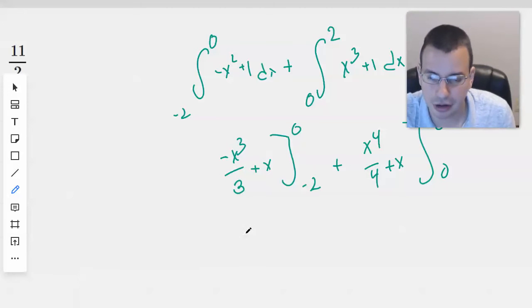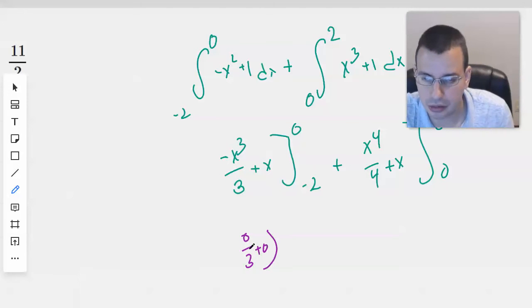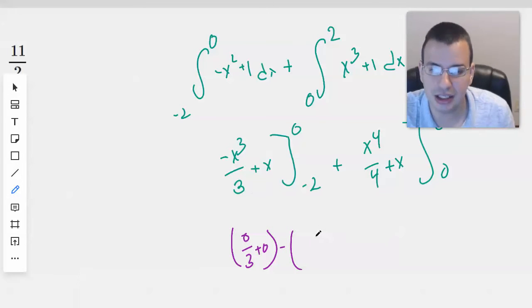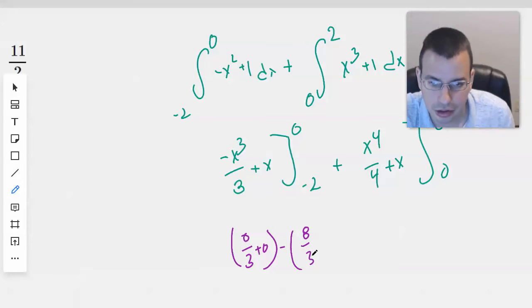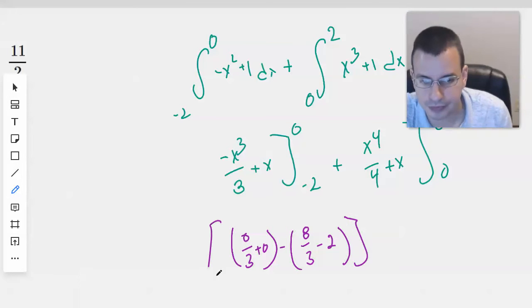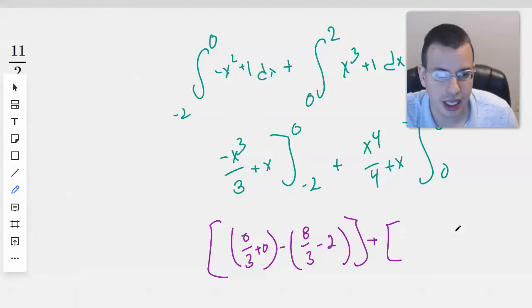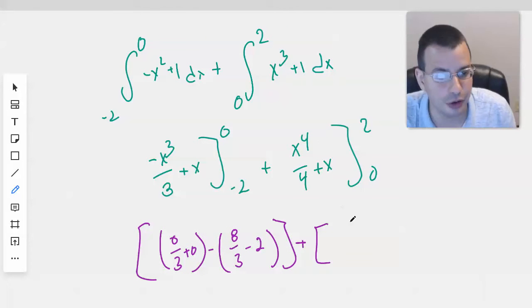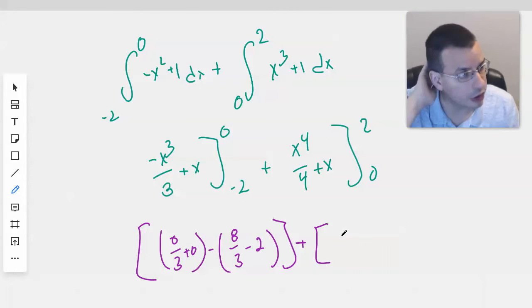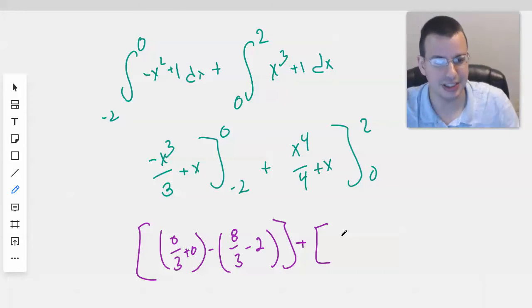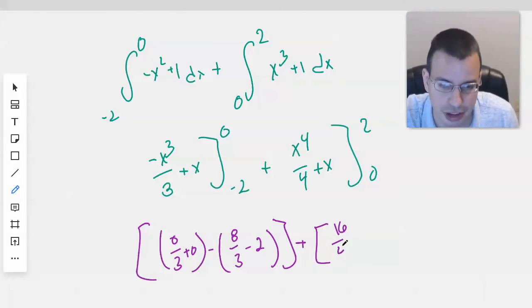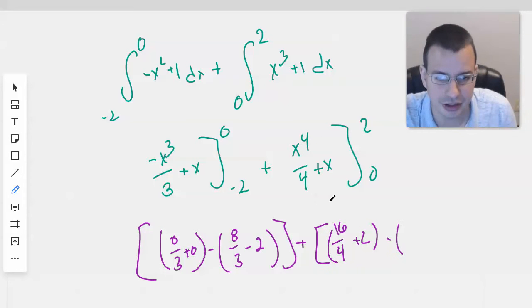So we have 0 over 3 plus 0 minus negative 2 to the cubed, which would be 8 thirds, minus 2, plus, and then we have 2 to the 4th, which is 16. 2 squared is 4, so 2 squared twice is 16. 16 over 4 will probably just be 4 plus 2, but let's not get ahead of ourselves. 0 over 4 is 0 minus 0.